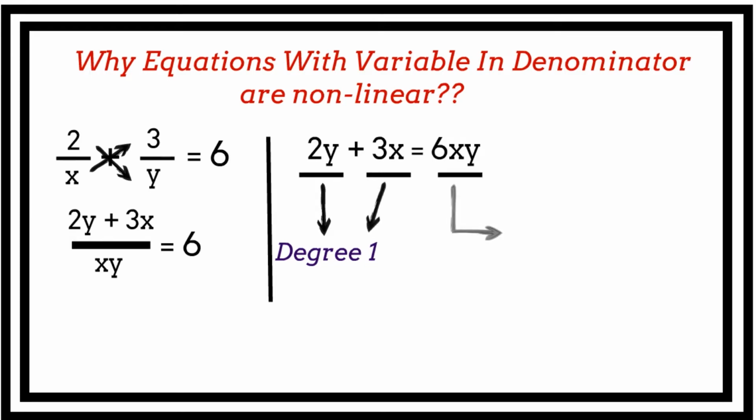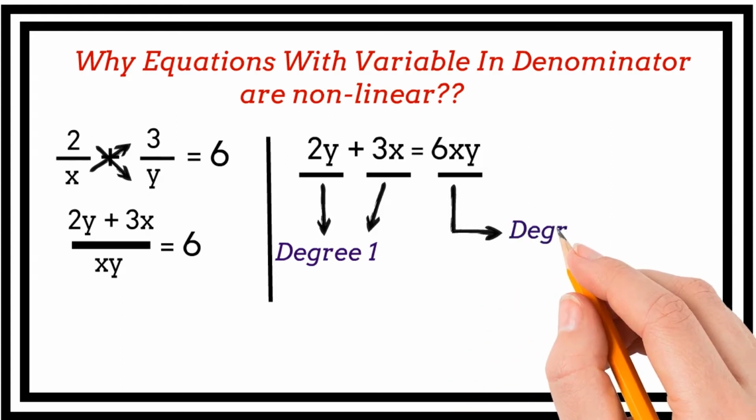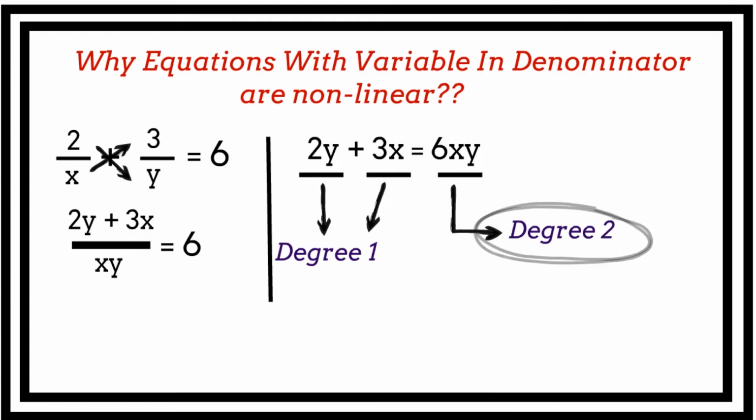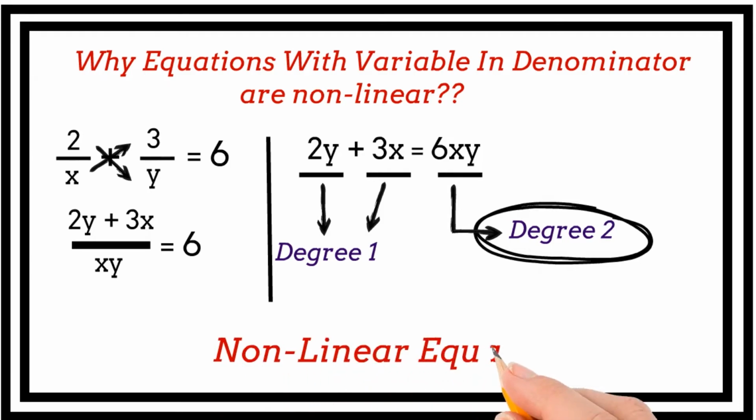Now we will find out the degree of 6xy. As you can see, there are two variables x and y. So the degree of the term 6xy will be 2, since the power of x is 1 and the power of y is 1, so the sum of their powers will be 2. So the degree of 6xy is equal to 2. As you can see, the degree of a term containing a variable is not 1. So this equation is not a linear equation. It is a nonlinear equation.